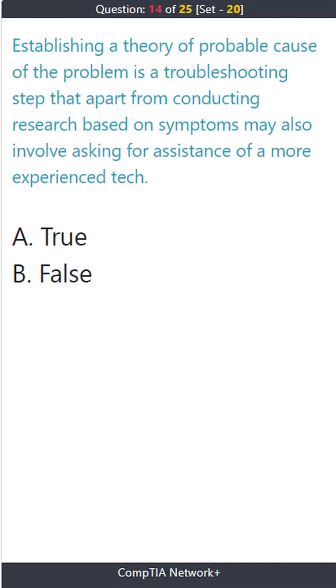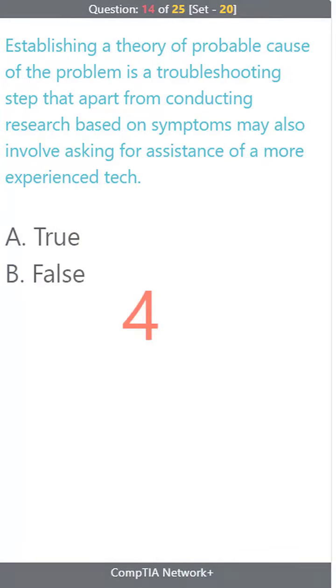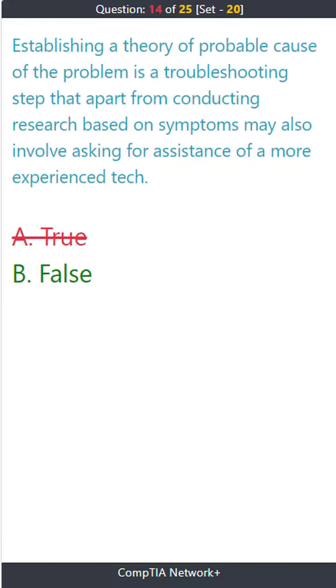Question 14. Establishing a theory of probable cause of the problem is a troubleshooting step that, apart from conducting research based on symptoms, may also involve asking for assistance of a more experienced tech. A. True. B. False. The correct answer is B. False.